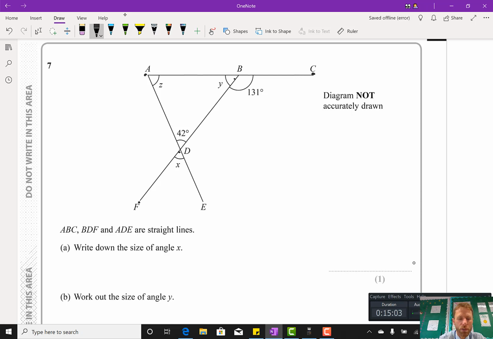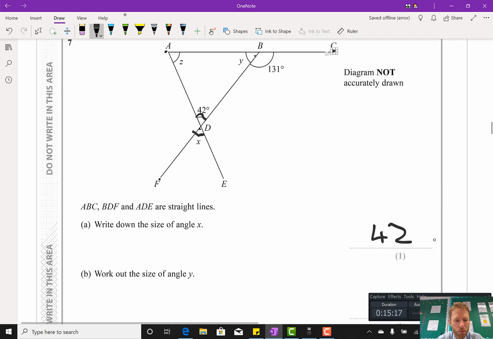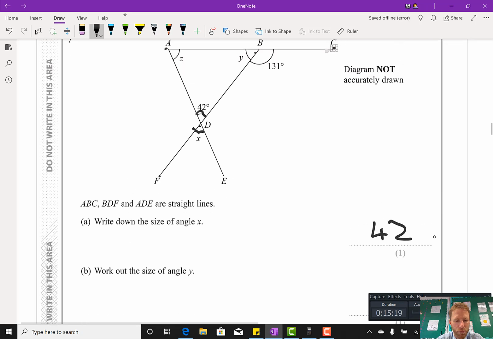So I'm going to need some knowledge of angles to do this. Angle X is vertically opposite this angle 42. And I'd hope you'd know that vertically opposite angles are equal in their size. So that is 42 degrees. Fairly straightforward.